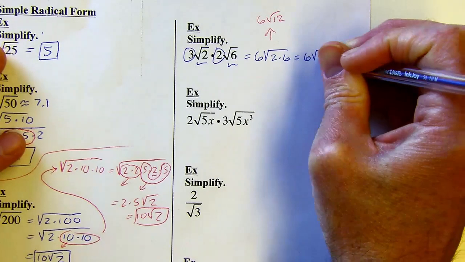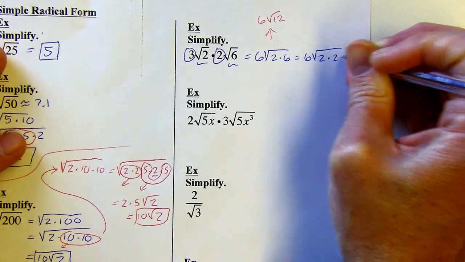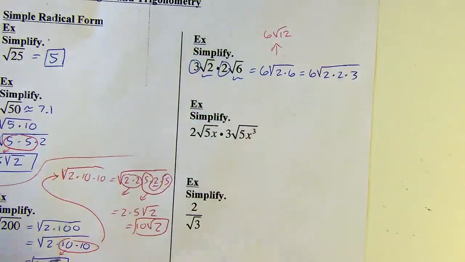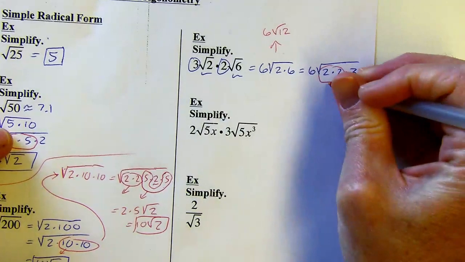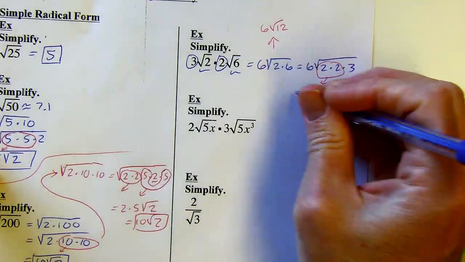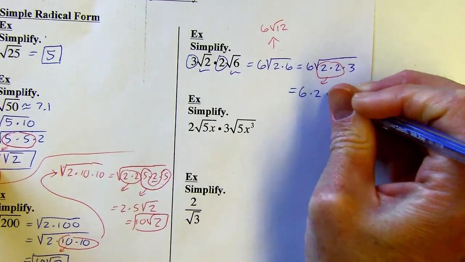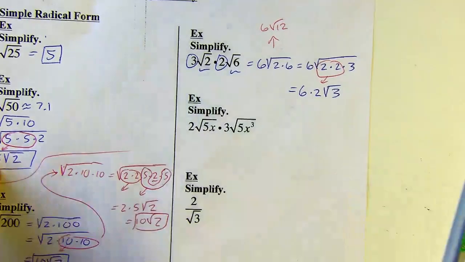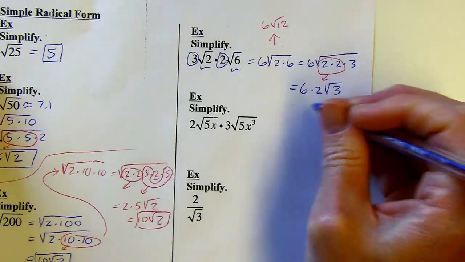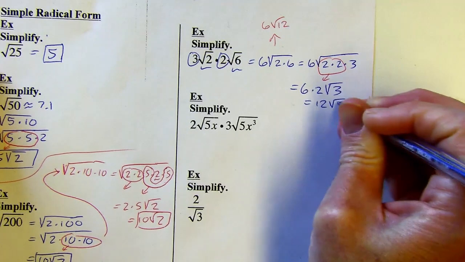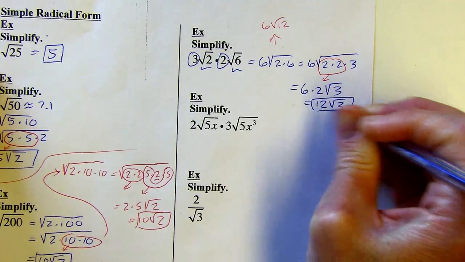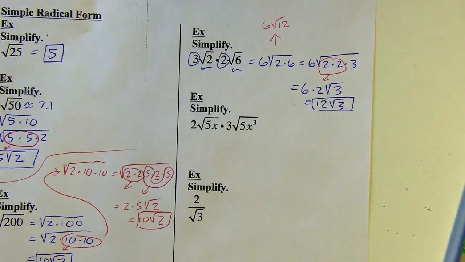So I've got the 2, and then the 6 would be 2 times 3, and hey, I did find some twins. So one of those gets out. Now there's already a 6 on the outside. That's okay. Now there's a 2 on the outside as well. And the 3 stuck in there. And then this is going to be 12 root 3. Okay. All right, let's try another.